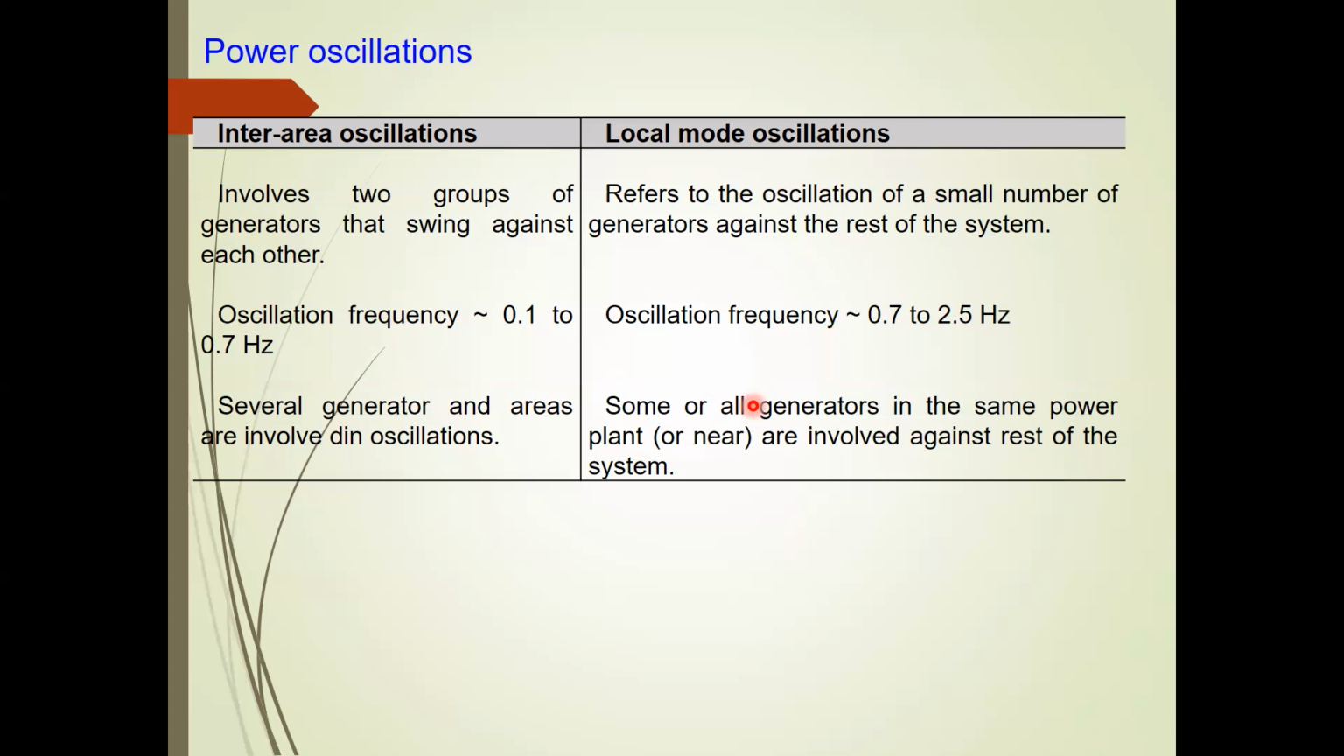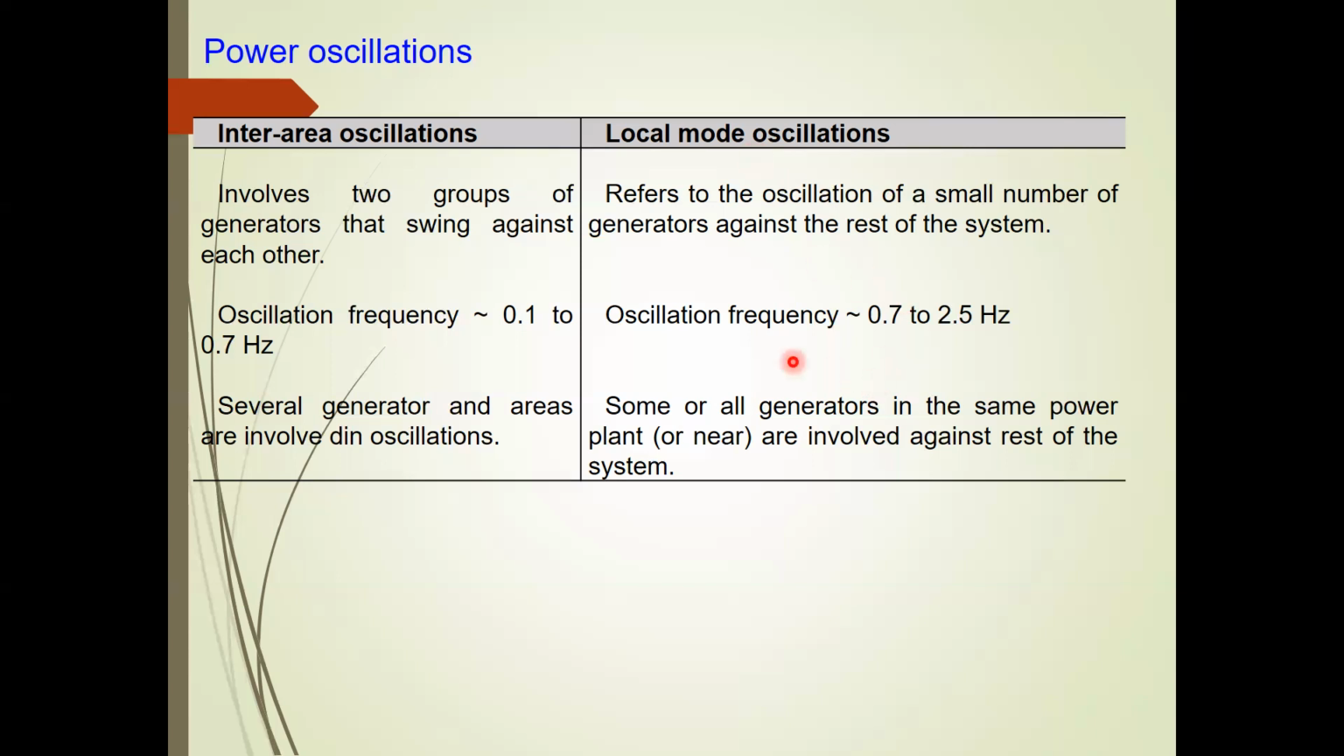But in some situations, we observe that some of the generators in the power plant oscillate among themselves. The oscillation will be observed only on these generators, not in other generators in other power plants. You will observe these oscillations in generators located in one power plant or in one area only. You don't observe the same mode of oscillation, either 0.7 hertz or 0.8 hertz, in generators located somewhere else. That's why it is local. So the mode of oscillation will be among certain sets of generators located locally, in the same power plant or in the same area.